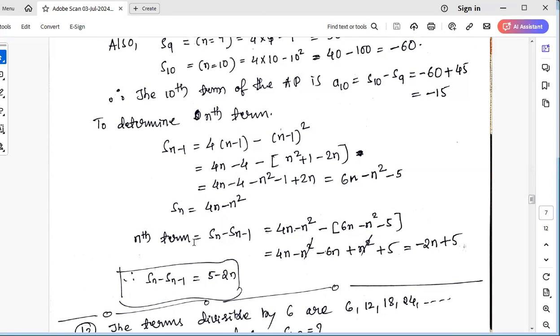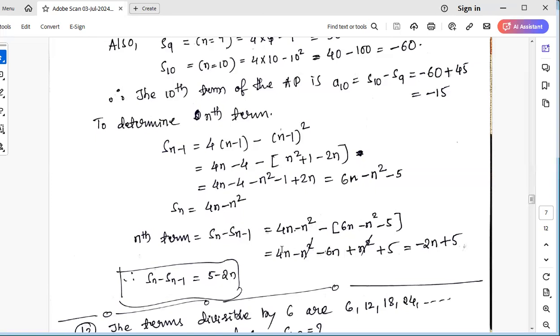So the nth term is obtained by subtracting these two, that is by making Sn minus Sn minus 1. So first put the values of Sn, that is 4n minus n square, and minus put the values of Sn minus 1, that is 6n minus n square minus 5. So here you write 4n as it is minus n square, and multiply this minus sign to this bracket. It gives minus 6n, and minus into minus gives the plus n square, and minus into minus gives the plus 5. So n square gets cancelled.